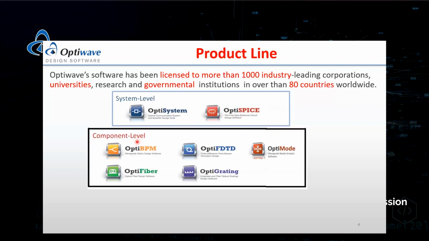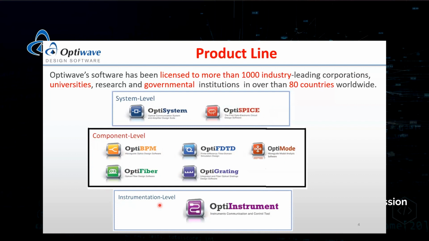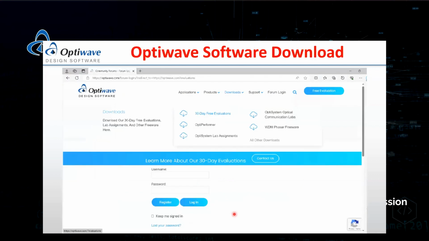The other package is the component level, where we have, as you can see here, different software packages from beam propagation method, finite difference time domain method, mode solvers, grating, and fiber designs. And then the last package is the instrumentation level software, which is a new software we introduced a few years ago to allow users to set up equipment remotely or physically located with the software and control the operation, collect data, and process the data. We have a few webinars on our website on OptiInstrument usage.